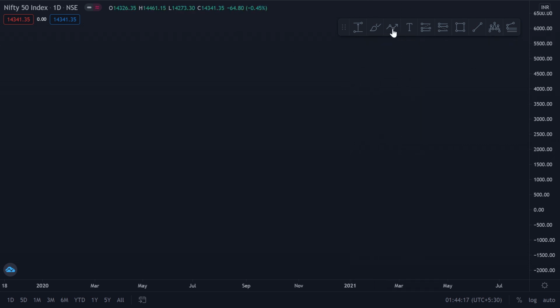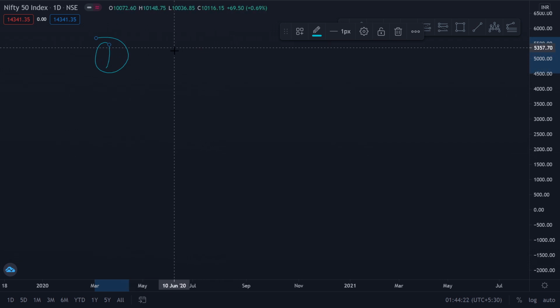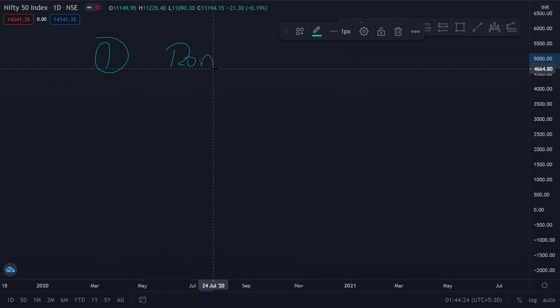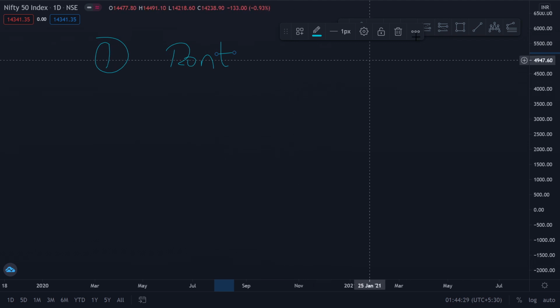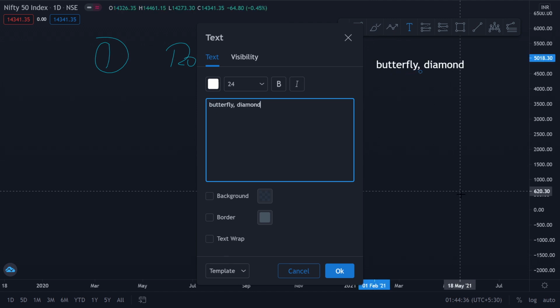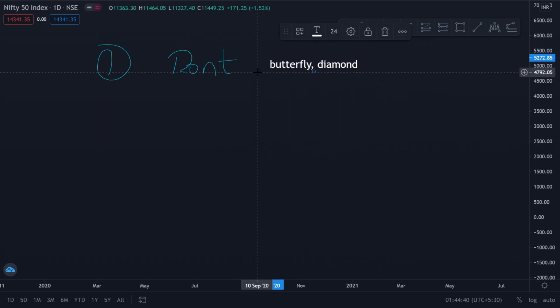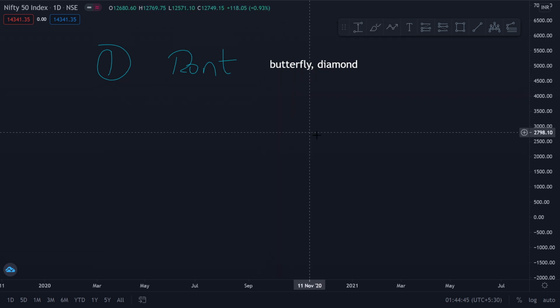The first and foremost step when you're trading a breakout pattern: don't trade on complex breakout patterns, like the butterfly or diamond patterns. For retailers or beginners, it would be advisable to avoid trading these complex patterns because there is no logic as such that you see.